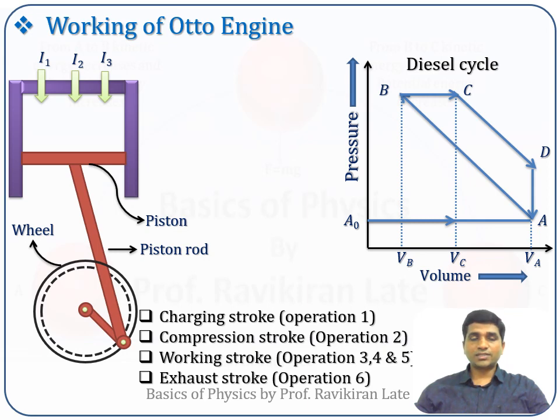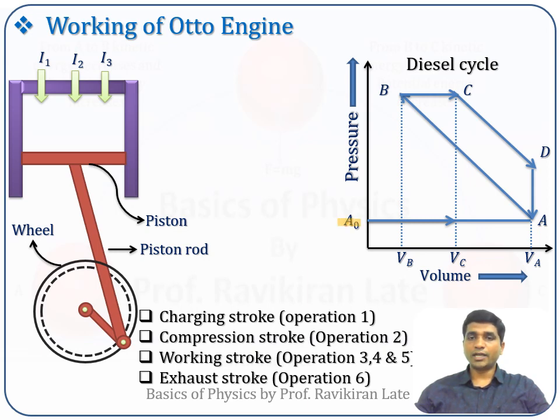Now we will be discussing the working of an auto engine. If you want to discuss the working of an auto engine, in order to understand its theory, let me show you that this diesel engine consists of 4 strokes, and these 4 strokes are divided into 6 cycles or 6 operations. These operations are shown over here in this figure.